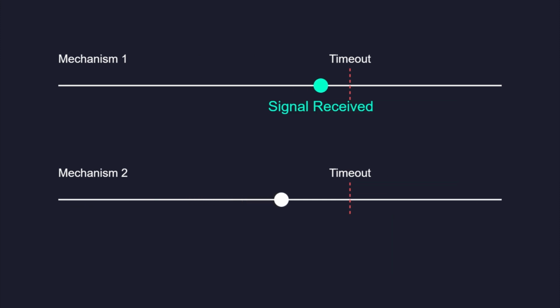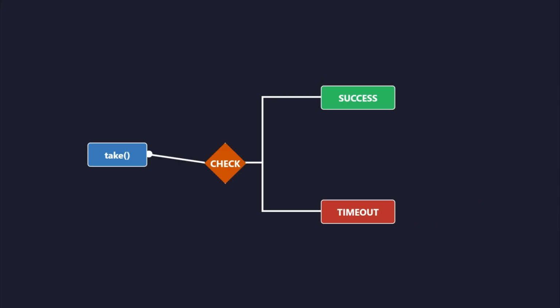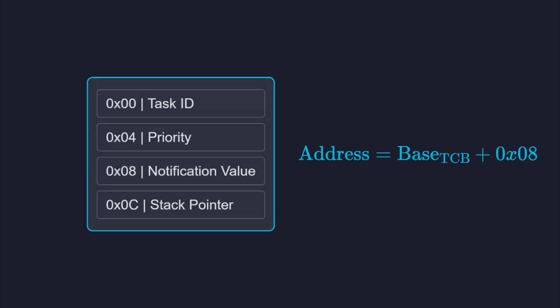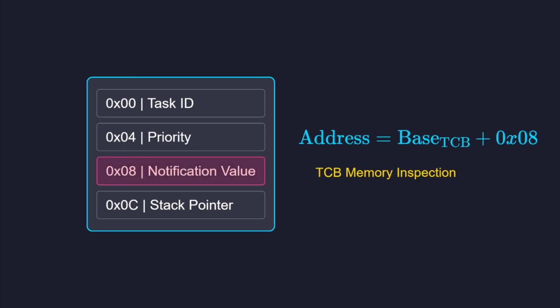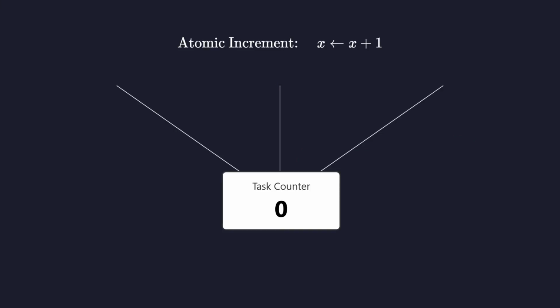Both mechanisms support timeouts, where the task will unblock after a specified number of ticks if no signal is received. Always check the return value of the take or wait functions to distinguish between a successful signal and a timeout event. You can inspect the notification value directly in a debugger by looking at the task control block offset for the specific task. The increment operation in task notifications is atomic within the kernel, preventing race conditions when multiple sources notify the same task.